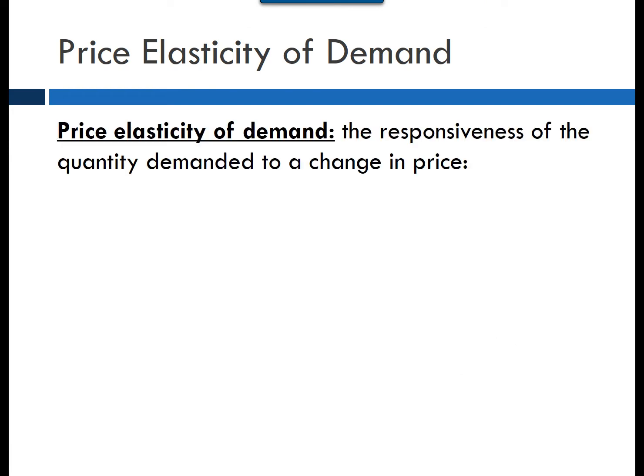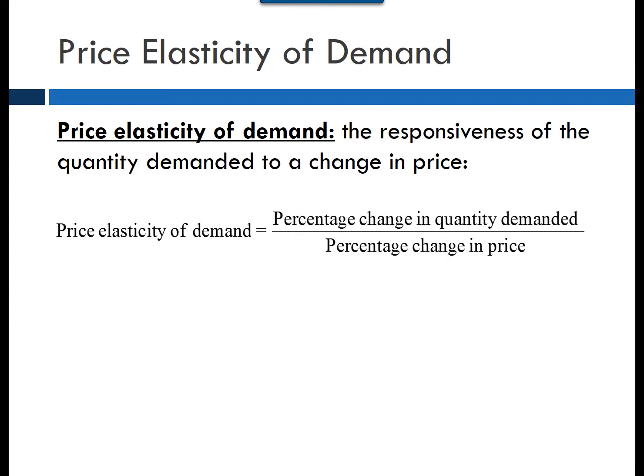So price elasticity of demand is how much the quantity demanded responds to a change in price. And this is our formula: percentage change in the quantity demanded over the percentage change in the price. So it's not the change in demand over the change in price, it's the percentage change in. So for example, if your price dropped by 1% and your quantity demanded went up by 2%, that would be 1 over 2, there's your elasticity.